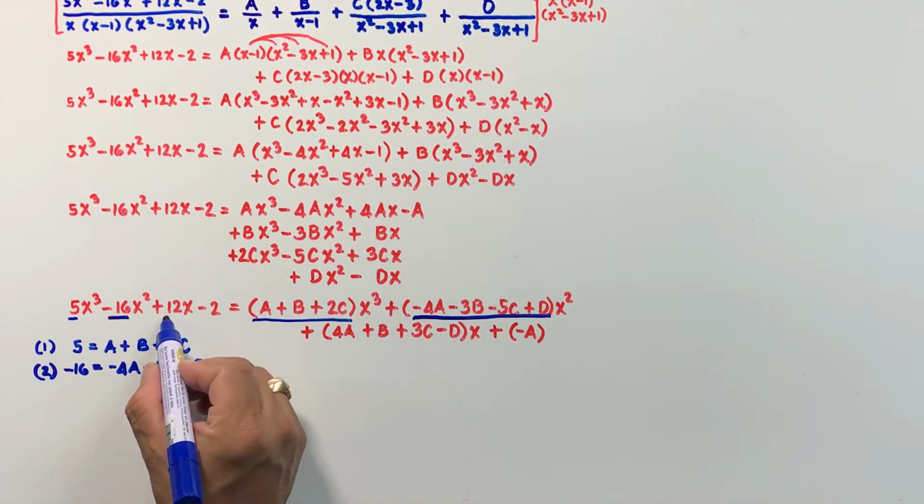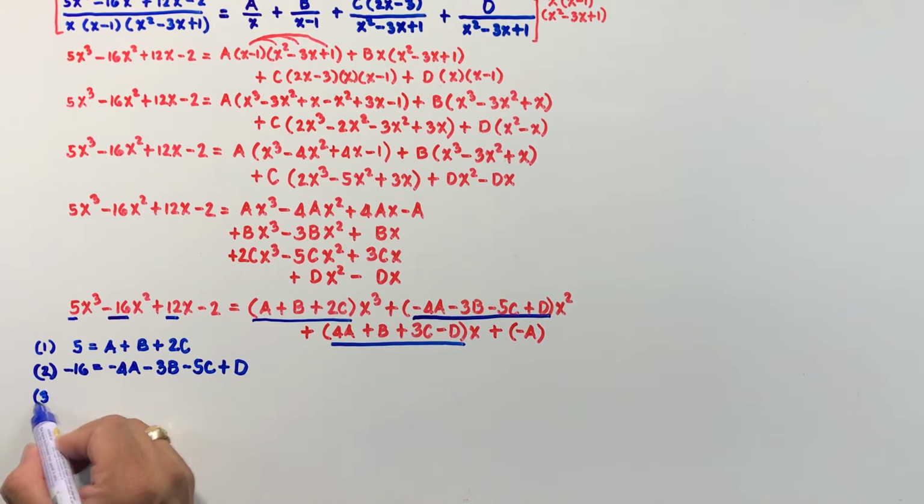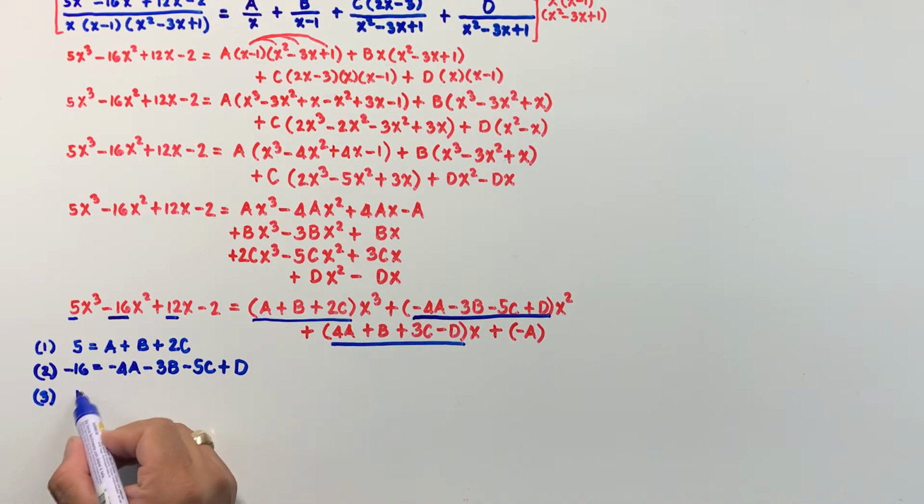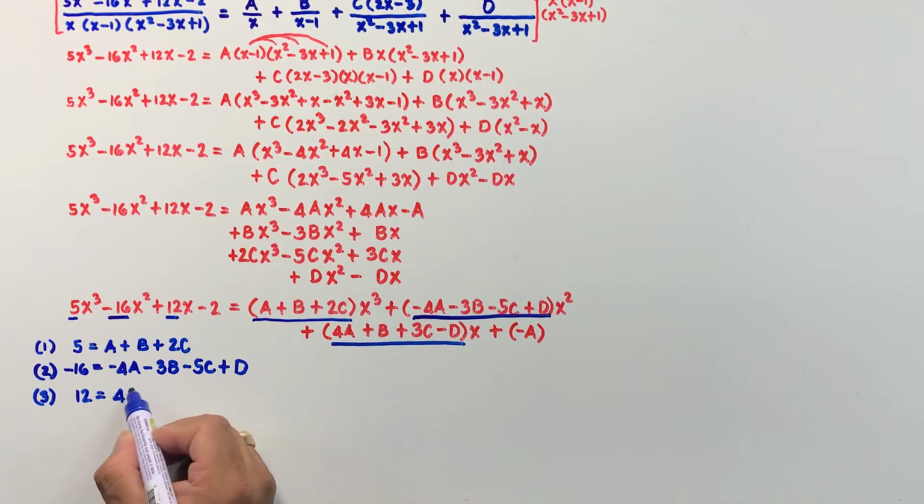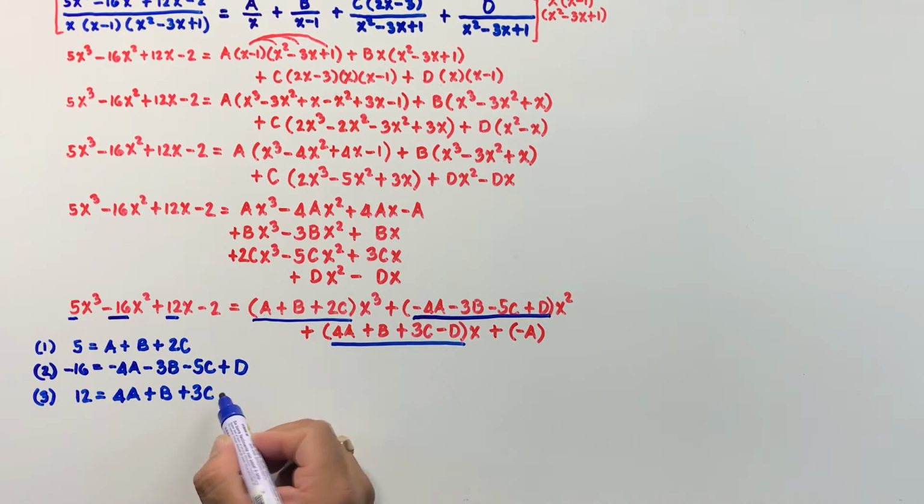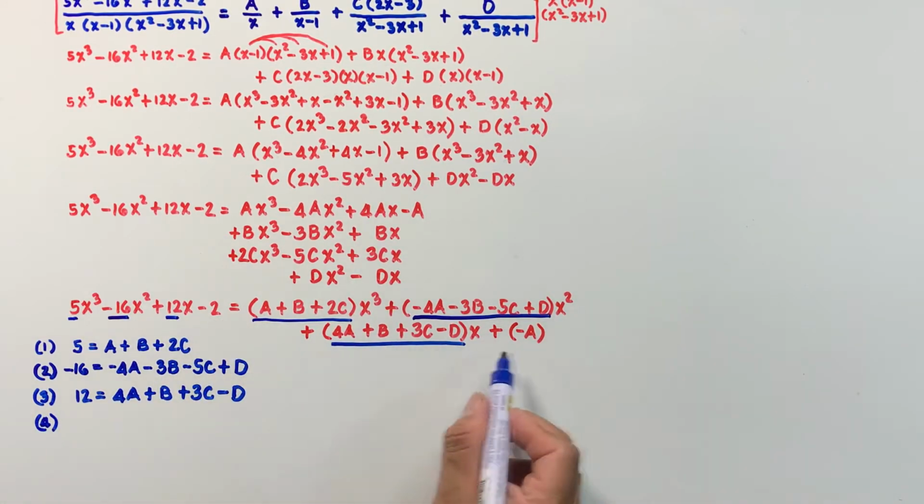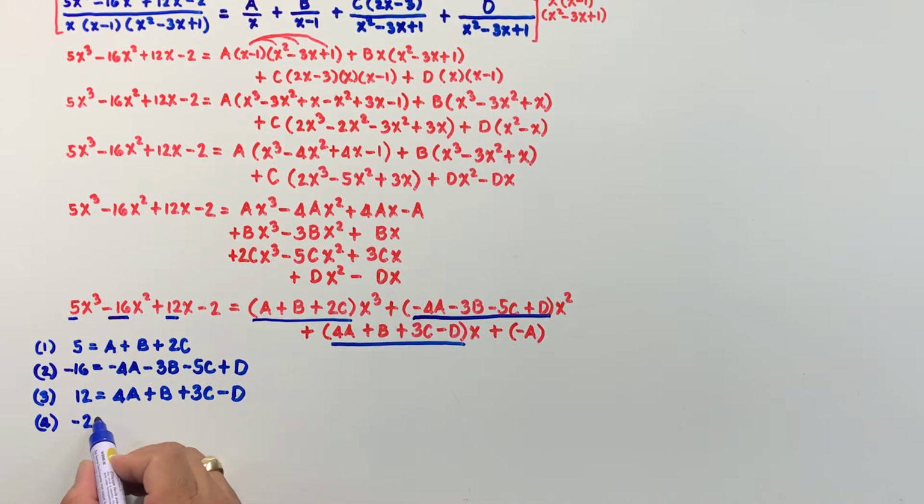And also coefficients of x are equal here, and that forms our equation 3. So 12 is equal to 4a plus b plus 3c minus d, and also the constants are equal from both sides of the equation. So negative 2 is equal to negative a. Hence, from this equation 4, we say that a is 2.